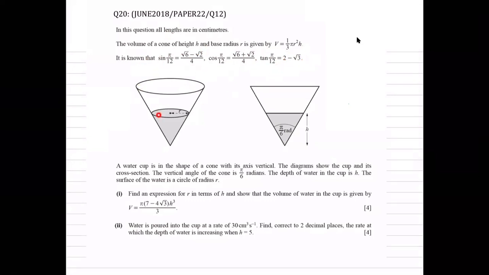You have been given a cone shape. It's a 3D shape, and it represents a water cup. The diagram shows the cone and its cross section. The vertical angle of the cone is pi by 6, so the angle being formed is pi/6 radians. The depth of the water is h. The surface of the water is a circle of radius r.